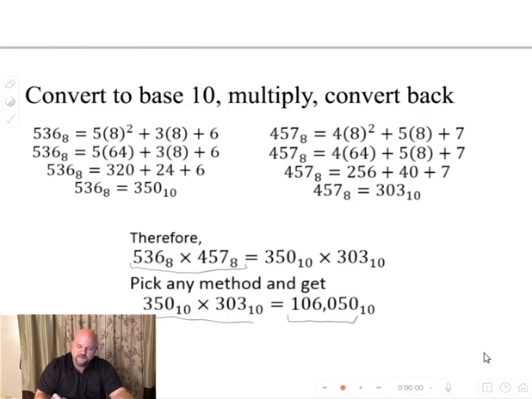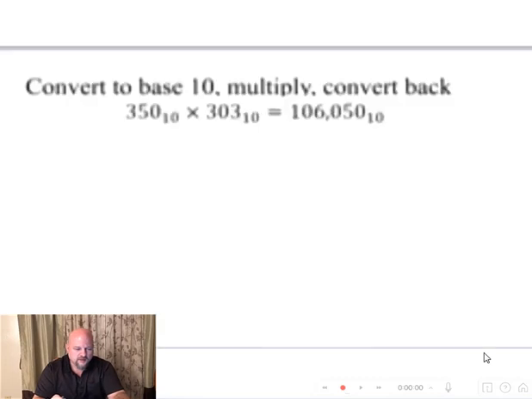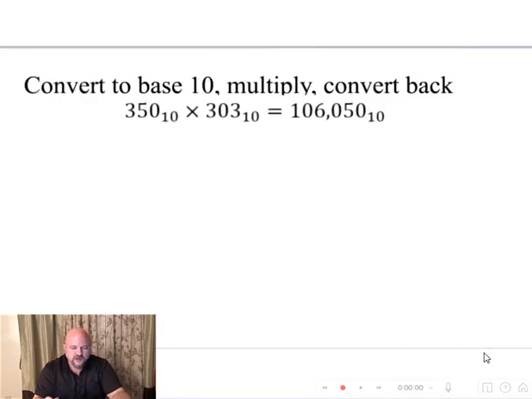That is the answer in base 10. But guess what? The problem was in base 8. So this part's kind of straightforward. You convert it to base 10. But the last step is to convert back. And this is where it gets really ugly. I'll be honest with you, really, really ugly. So let's look at the next step. So we have 106,050 base 10, and we're going to convert that back to base 8.